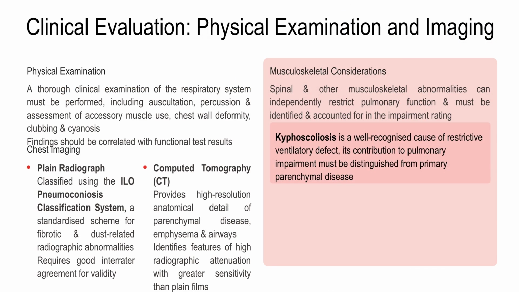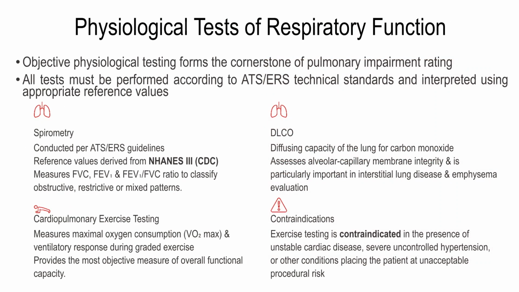Chest imaging, such as plain radiography and CT, is used to identify parenchymal and dust-related abnormalities. Musculoskeletal conditions like kyphoscoliosis must be considered as they independently restrict pulmonary function. Objective physiological testing forms the cornerstone of pulmonary impairment rating and must comply with ATS-ERS technical standards.